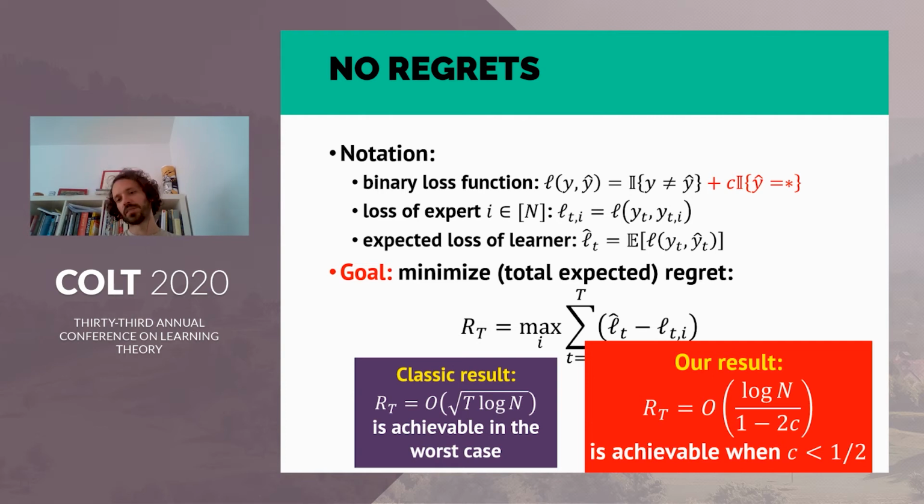And it turns out that we can massively improve over this existing worst case guarantee and achieve the following regret bound of log N over 1 minus 2c. So notably, this regret bound is absolutely independent of the number of rounds or the time horizon T, and it grows large as the abstention cost c approaches 1/2. Okay, so this is a so-called fast rate in online learning that we achieve here.